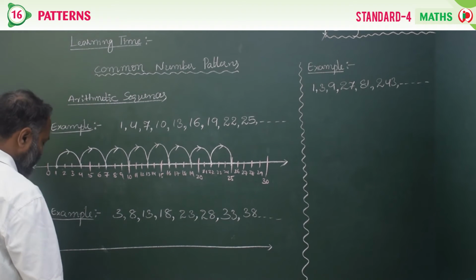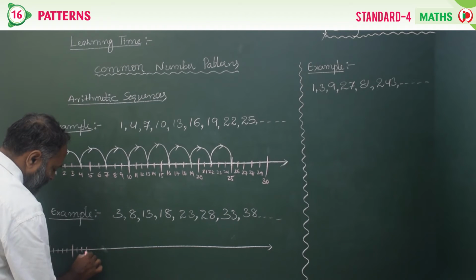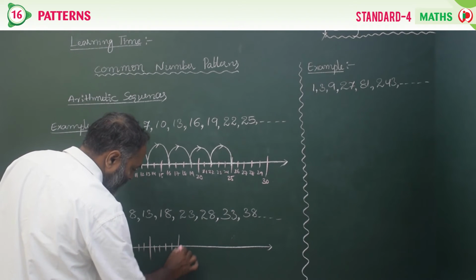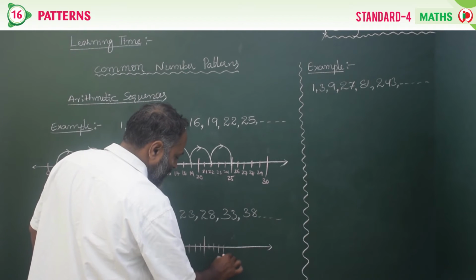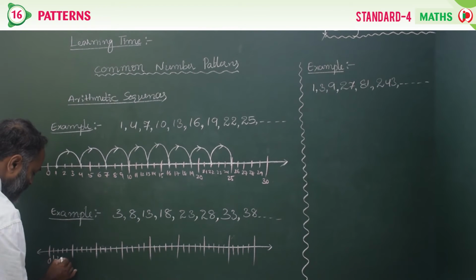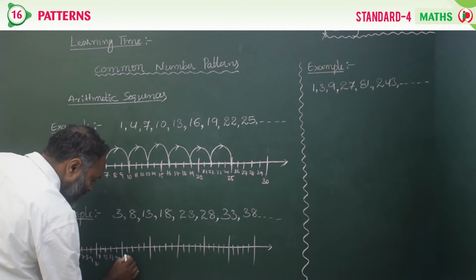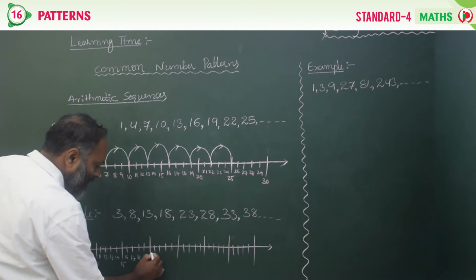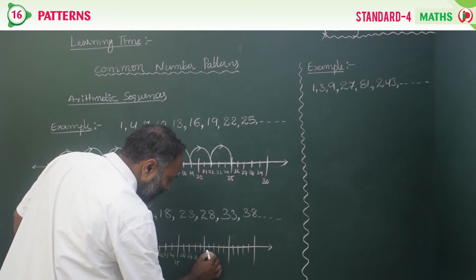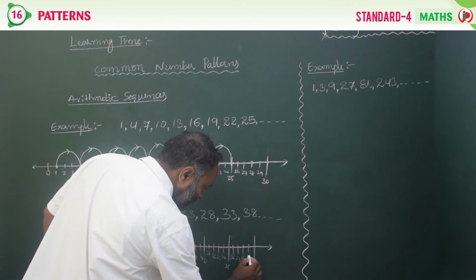Now, here first is 0, 1, 2, 3, and so on, up to 40, like this. See here, 0, 1, 2, 3, 4, 5, and so on, up to 40.